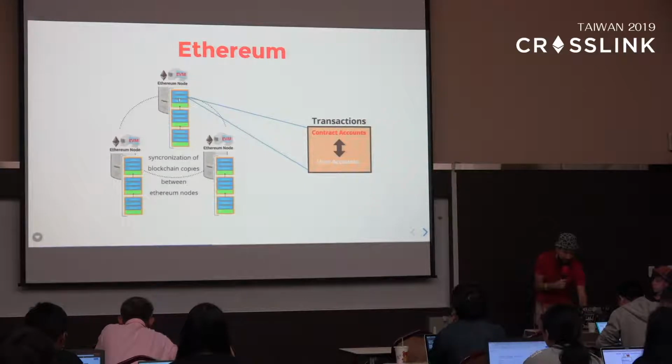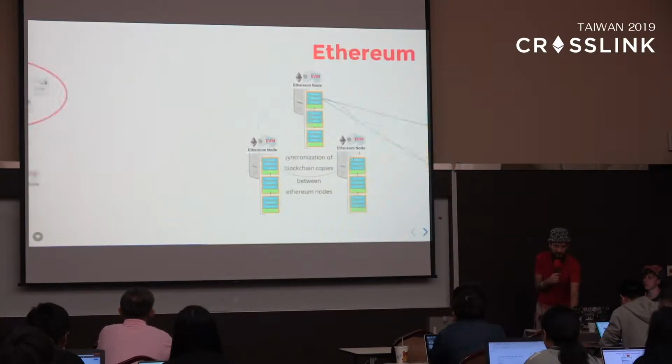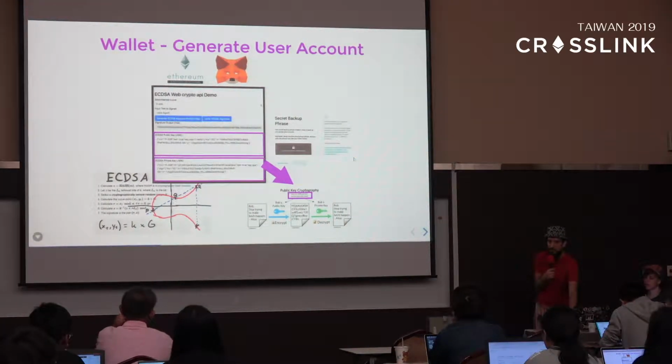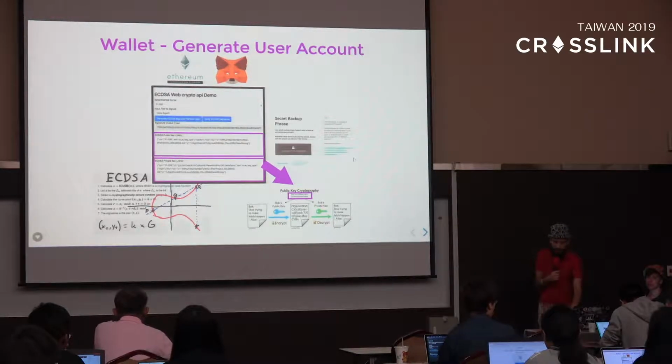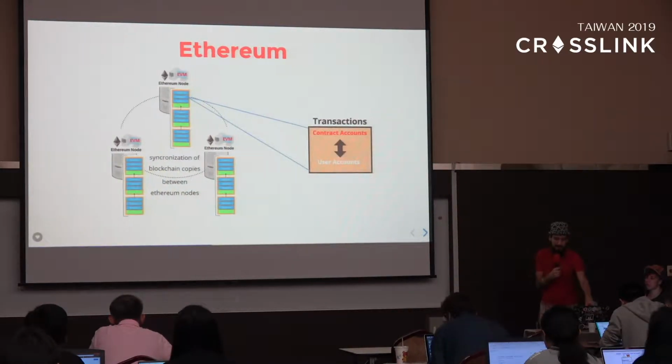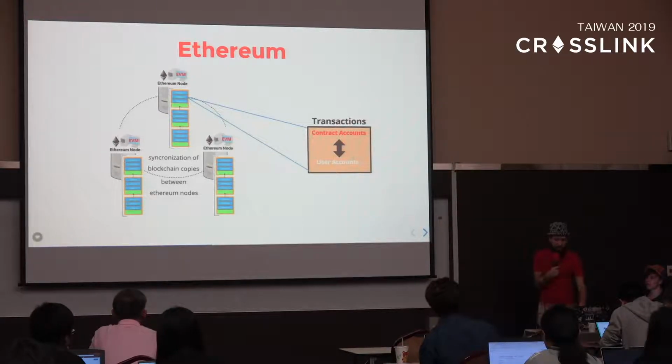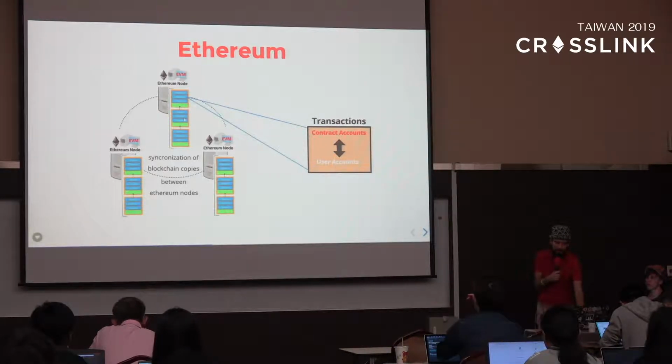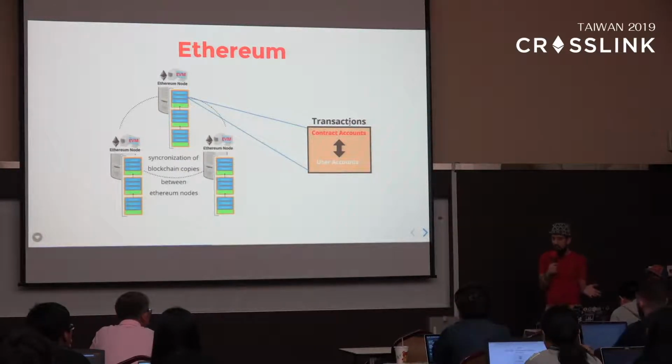Each of those blocks stores a list of transactions, and that is basically an interaction between so-called contract accounts and user accounts. So you created your user account with those keys. The public key is your address, and the blockchain will store, in every block, transactions that are interactions between contract accounts and your user accounts.